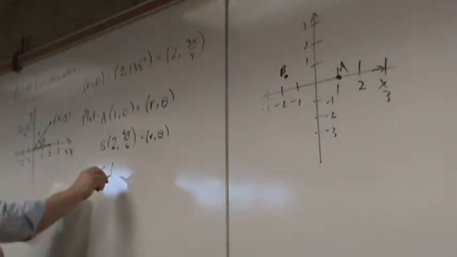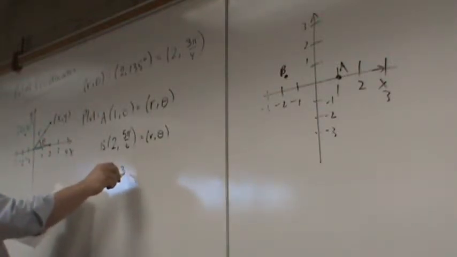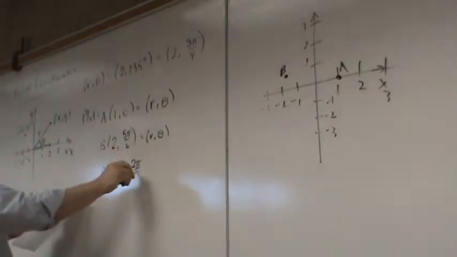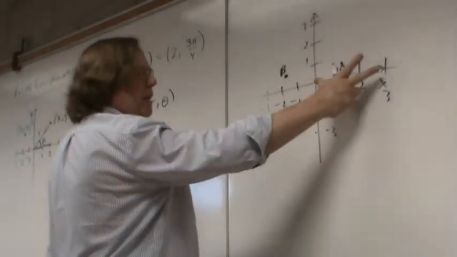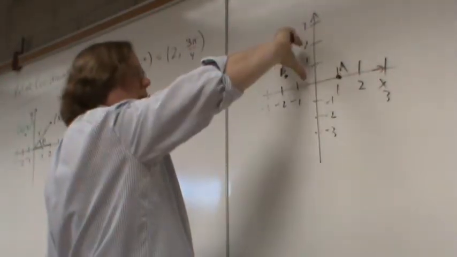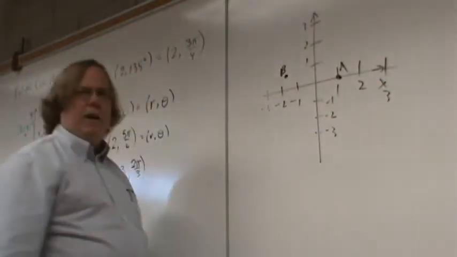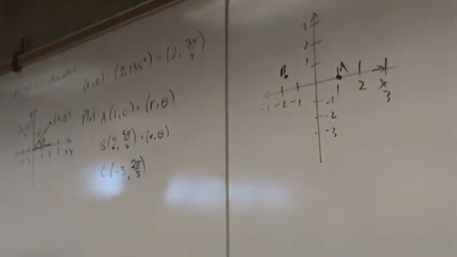Point C is going to be -3, comma 2 pi over 3. -3, comma 2 pi over 3. Well, I know what a length of 3 is, and I know where 2 pi over 3 is. It's going to be right there, correct? But what does a negative radius mean? What does an r being negative mean? What do I do about that?